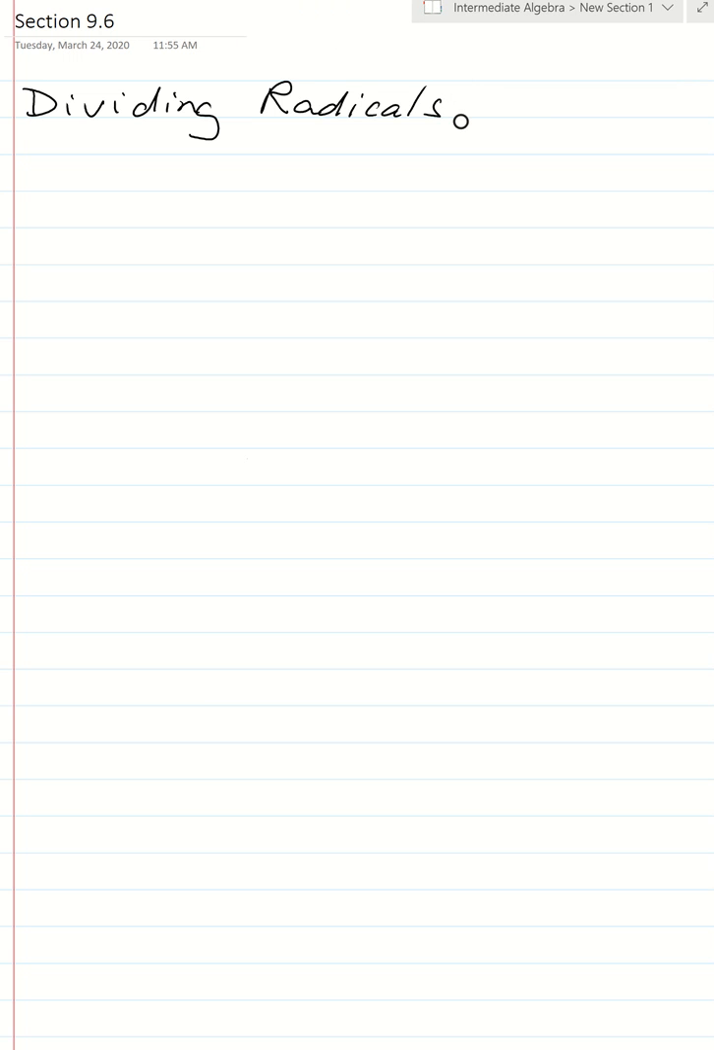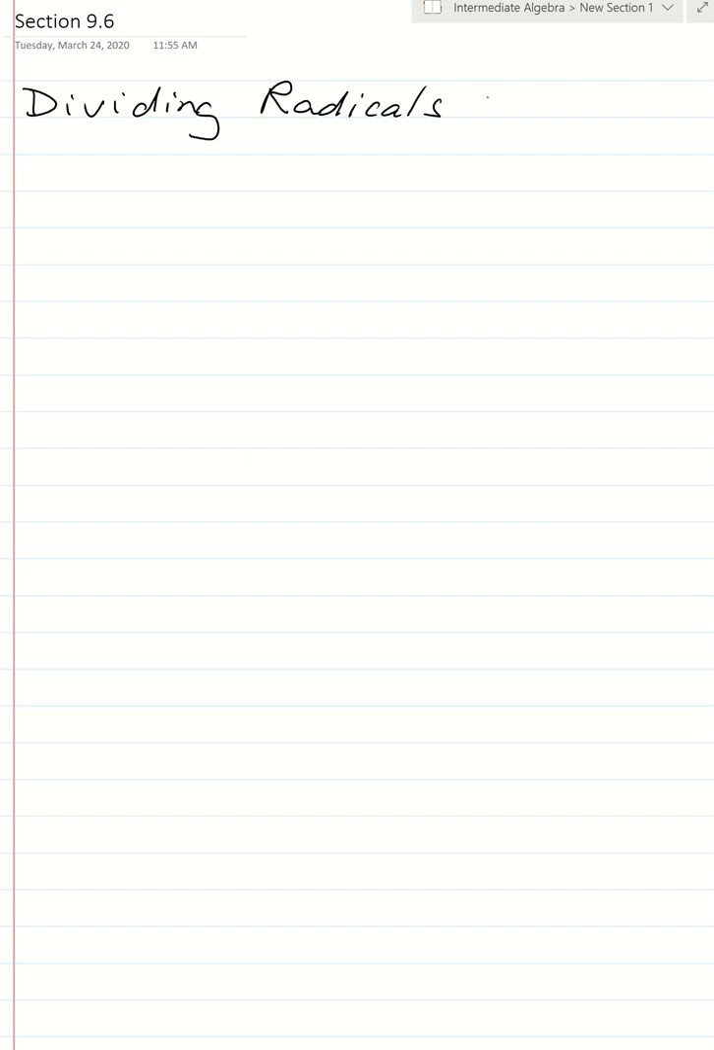Okay, so here we are in section 9.6, and section 9.6 is all about dividing radicals. That's what we're going to be focusing on here. You may recall I had given you a property involving the division of radicals, and we're going to focus mostly on square roots, actually exclusively on square roots. I know I originally gave you homework problems involving cube roots and fourth roots and higher root indexes, but when it comes to dividing radicals, we're only going to be focusing on square roots involving division.